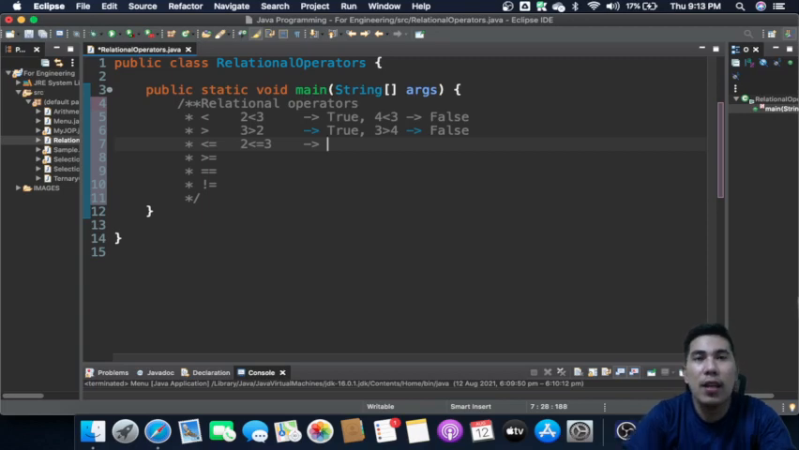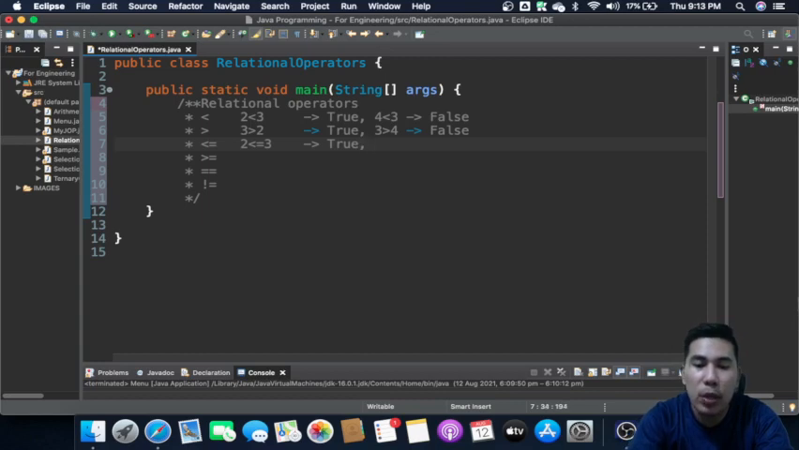So 2 is not equal to 3, but it is less than 3, so therefore it is still true. Okay? So either or. Either it is less than or equal to 3.